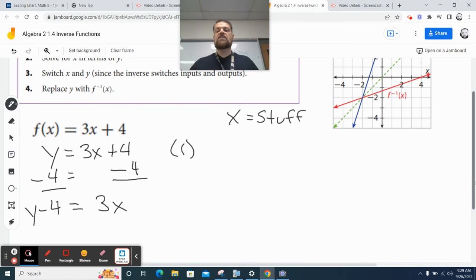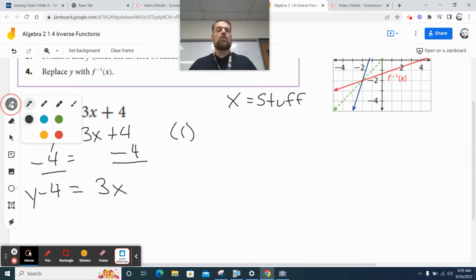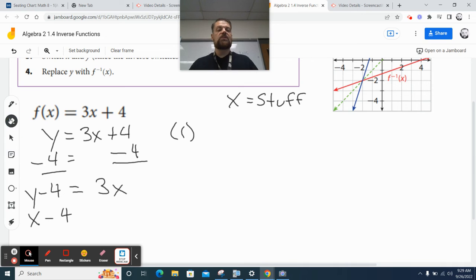Step 3, switch the x and y. So wherever there is a y, I put an x. Oh, wait, I'm not done yet. We haven't solved. Whoa, whoa. Mr. Adams is really gung-ho. Do I have x by itself? No. I got to move that 3.